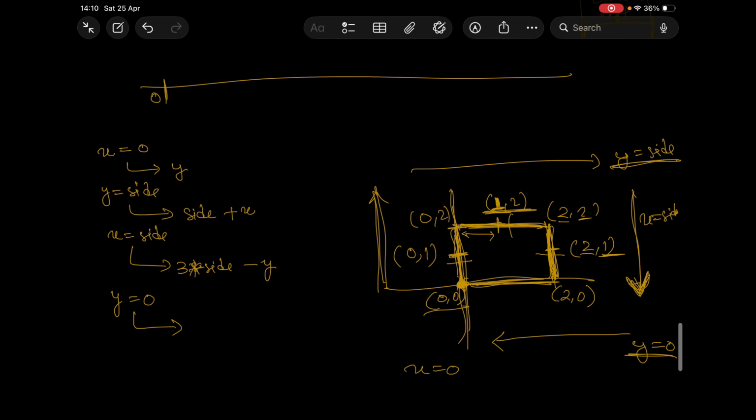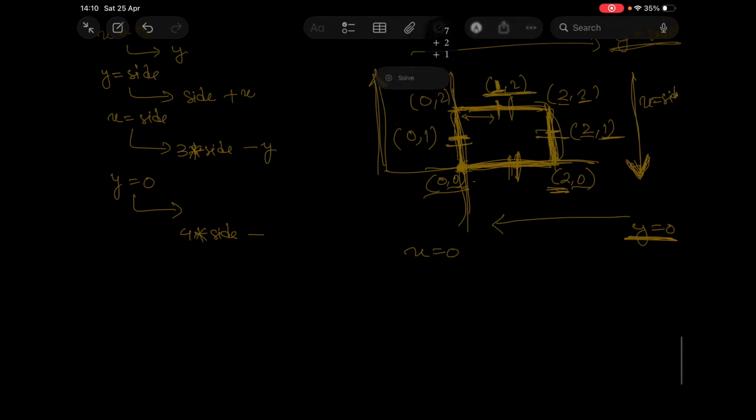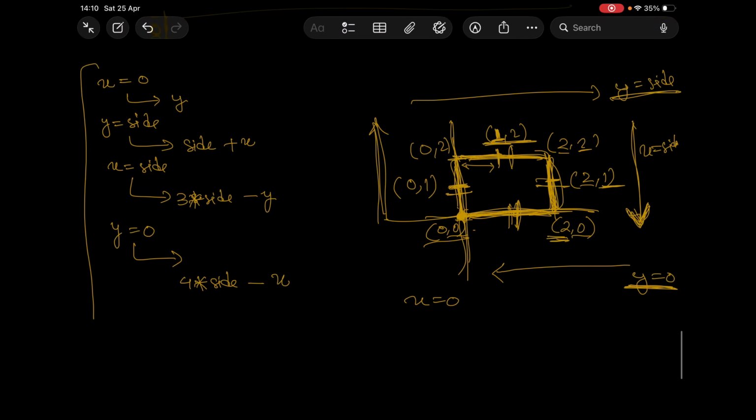now if you see this point, how to plot this one again? This is one side, this is another side, this is another side, this is another. So 4 times this minus here, there would be some point in this line, if you see, right, y is 0. Here y is 0, y is 0, y is 0. Some value it would be for x, right? So if I take 4 times this minus x, I would get that point. So it would be 4 times side minus x. Yeah, so in this way, I will be able to plot these points.